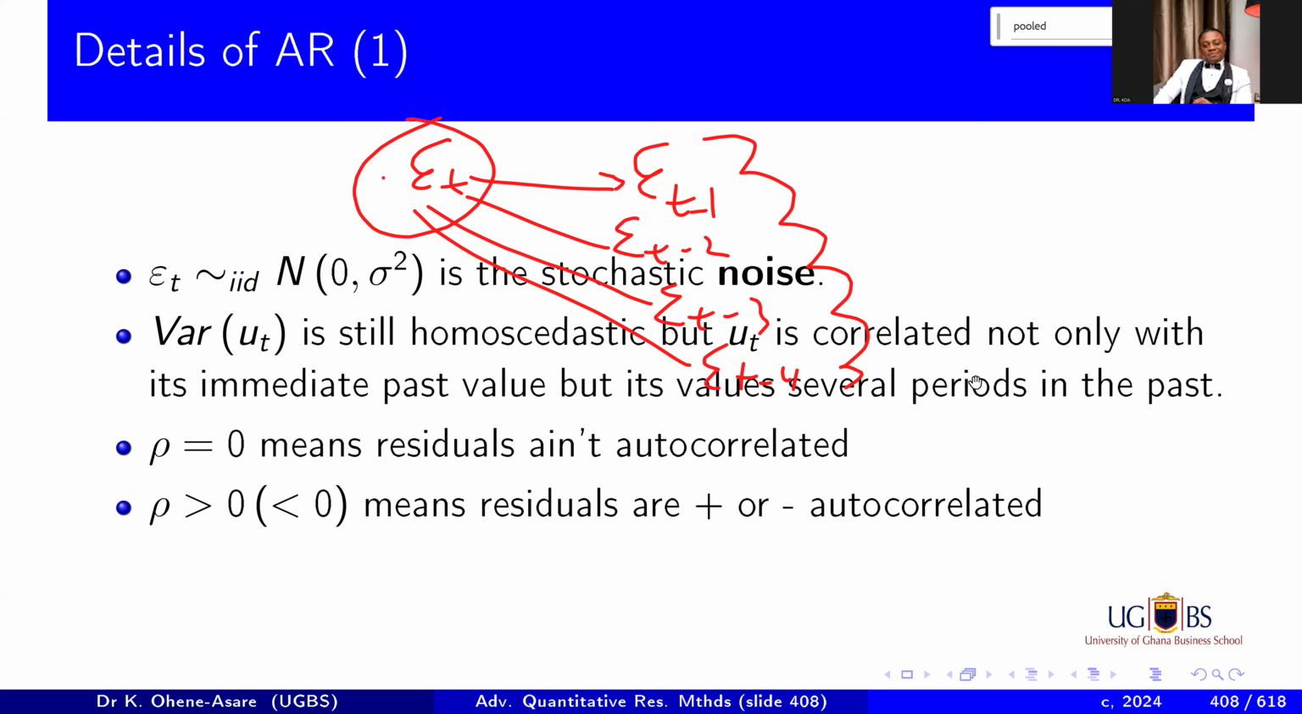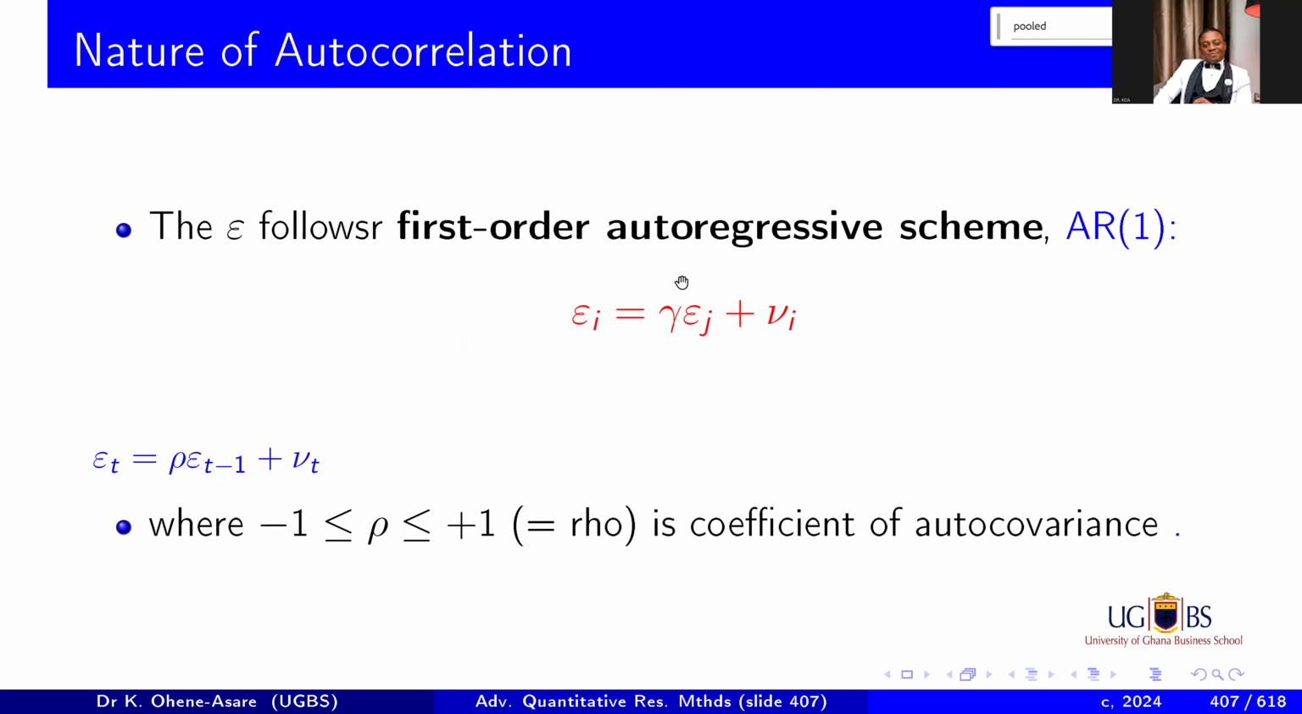What does it mean when rho is 0? Well, when rho is 0, it simply means that the residuals are not autocorrelated. Why is that so? Let's go back and look mathematically. Go back to this equation. If this rho here is 0, then you have 0 multiplying the whole of this epsilon t minus 1. And that means that the error becomes purely stochastic noise. And so we don't have any autocorrelation. And that is cool.